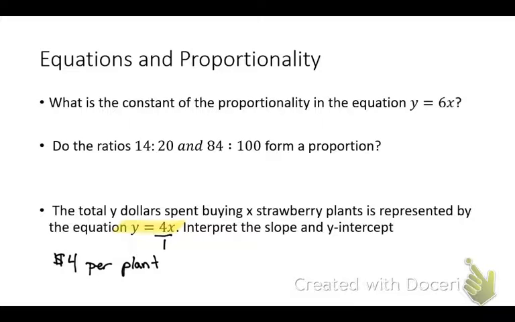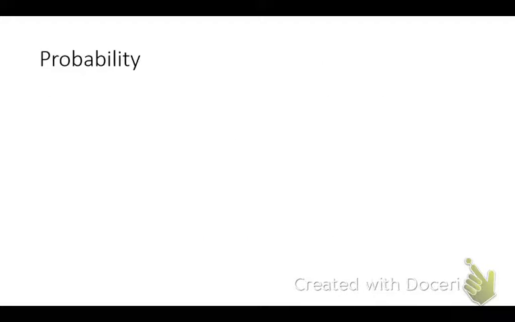You pay nothing for no plants. If I buy no plants, I pay no money, right? So what kind of relationship do we call that? Anybody remember? It starts with a P. A proportional relationship, because a proportional relationship says when X is 0, so is Y. If I buy no plants, I'm going to pay no money. That only makes sense, right? Okay, so that's those questions.